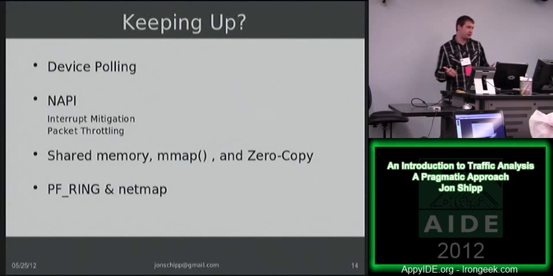But NAPI has this built in, this new application programming framework for network cards. And in it is interrupt mitigation built in and packet throttling. So we just talked about having too many interrupts generated from so many packets coming in, which will generate what they call an interrupt storm.